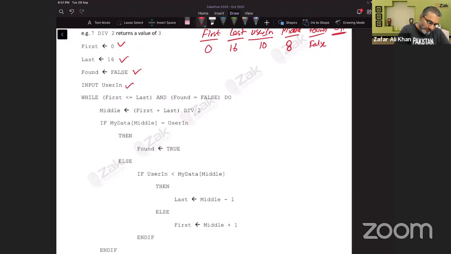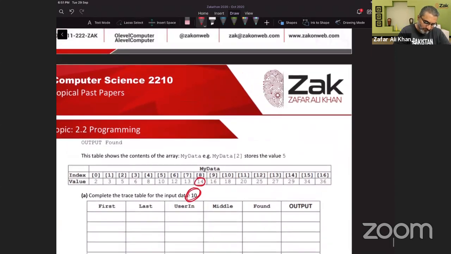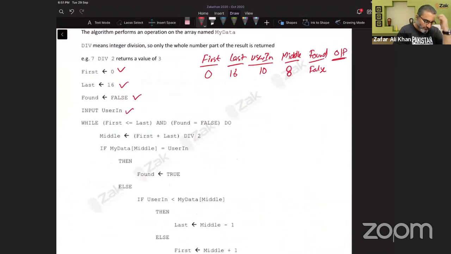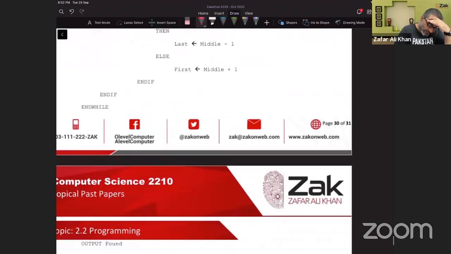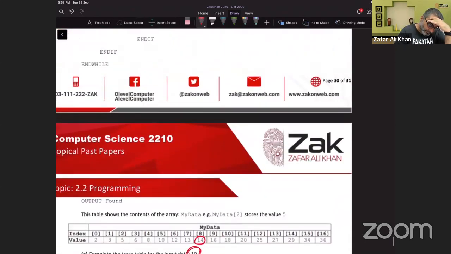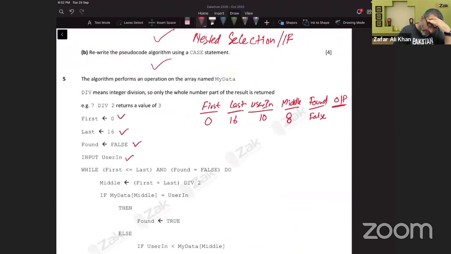If my data middle, let's see what is at 8. At 8 it's 14. It is not 10. Else, if 10 is less than my data middle, yes, 10 is less than 14, then last is equal to middle minus 1. So last has become now 7. So this is no more 16. First is lower bound, last is upper bound.